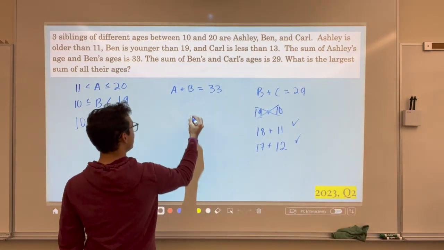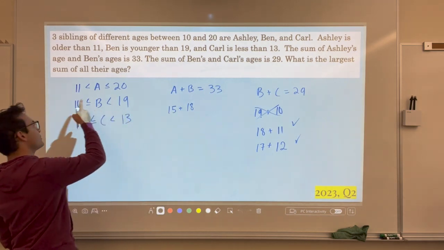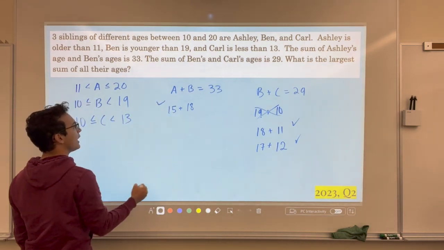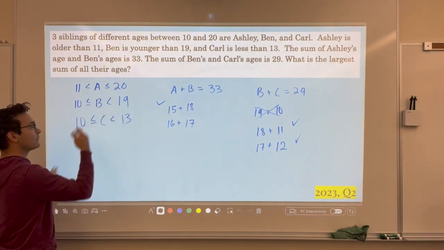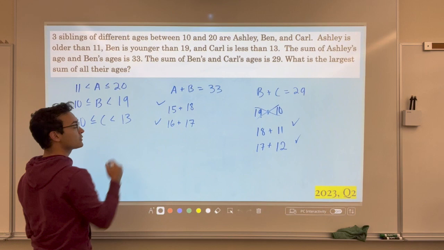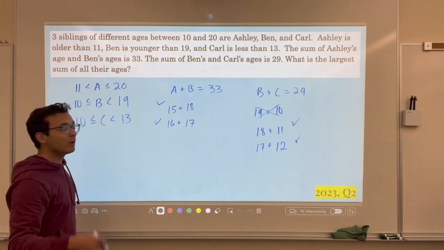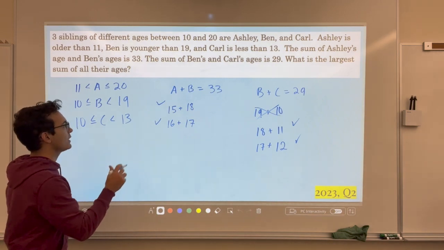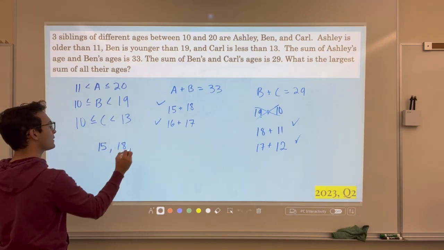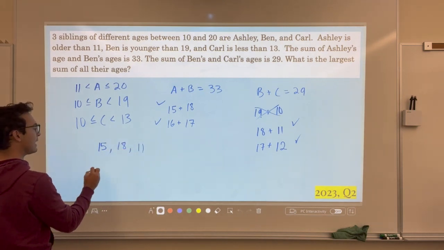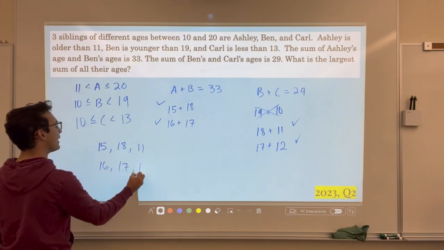So if B is 18, then A is 15, and that is valid because that's between our range of 11 and 20. And if B is 17, then A is 16, and again, that is also valid because it falls within our range. So both of those are valid. So we've gotten two different scenarios where their ages meet all of the conditions. It could be that Ashley is 15, Ben is 18, and Carl is 11. Or it could be that Ashley is 16, Ben is 17, and Carl is 12.